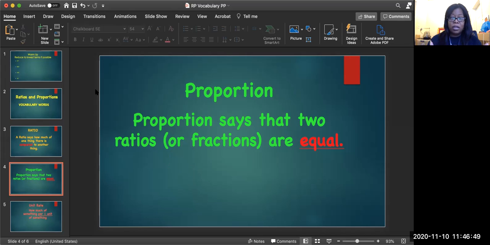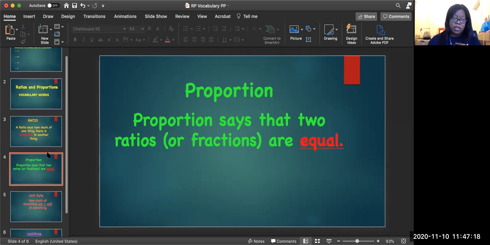But basically what it comes down to, when you see the word proportion, if you have a problem or a question that gives you two ratios or fractions, and they ask you, are they proportionate, or are these two proportioned, or are they proportional? It's all the same word, all the same meaning. They're simply asking you, is it equal? Okay. All right.